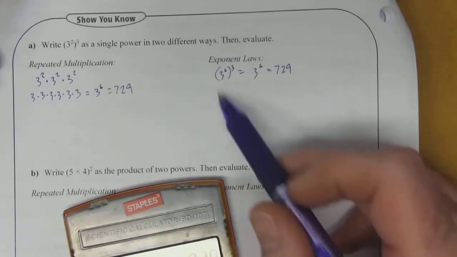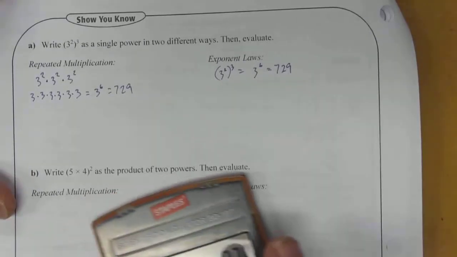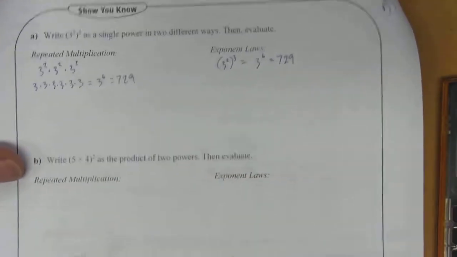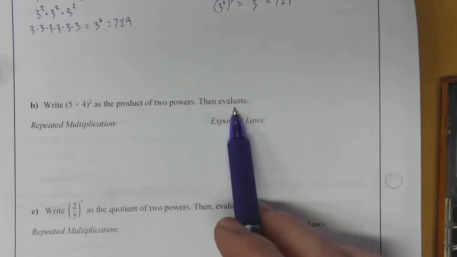So using the exponent laws, it's a shortcut. There's less writing involved if you know them. So it's a helpful thing to memorize. Part B, 5 times 4 all squared. Write that as the product of 2 powers, then evaluate.